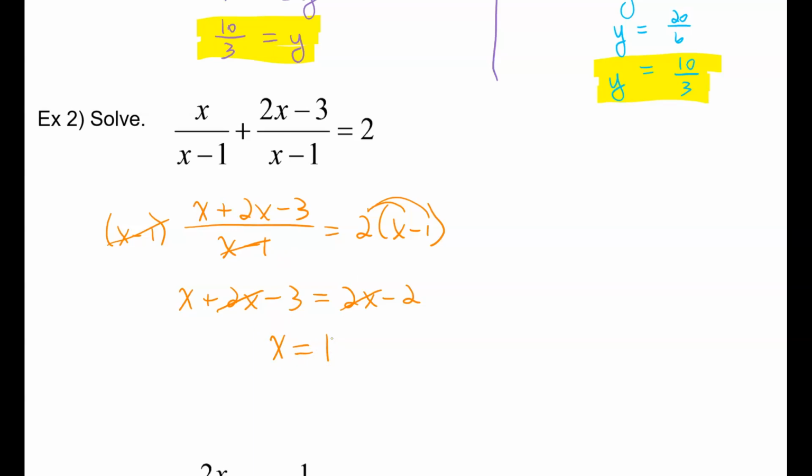What's the problem with this solution, though? X can't be 1. All right. So what does that mean for this problem? No solution. There's no solution. So again, always be careful and check the original.